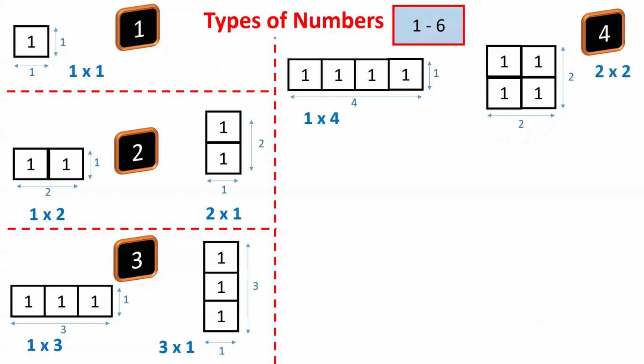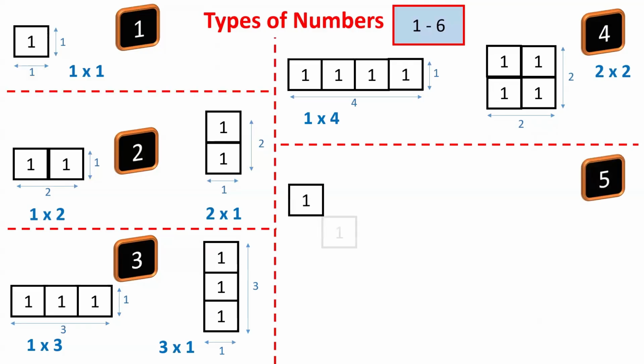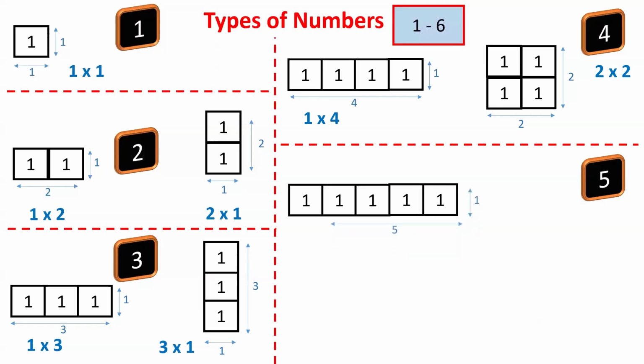2 different things. Number 5, if we arrange that, will be 1, 2, 3, 4, 5, which is a 1 by 5. And if we rearrange it vertically, it will be a 1 by 5. Can we rearrange this to get another type of rectangle? No. Can we get a square? No. Right? So 2, 3, and 5 only form rectangles.